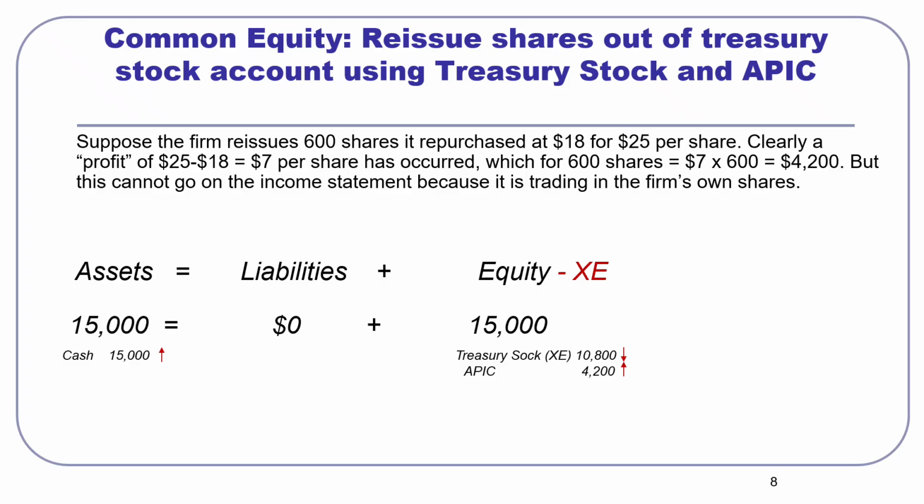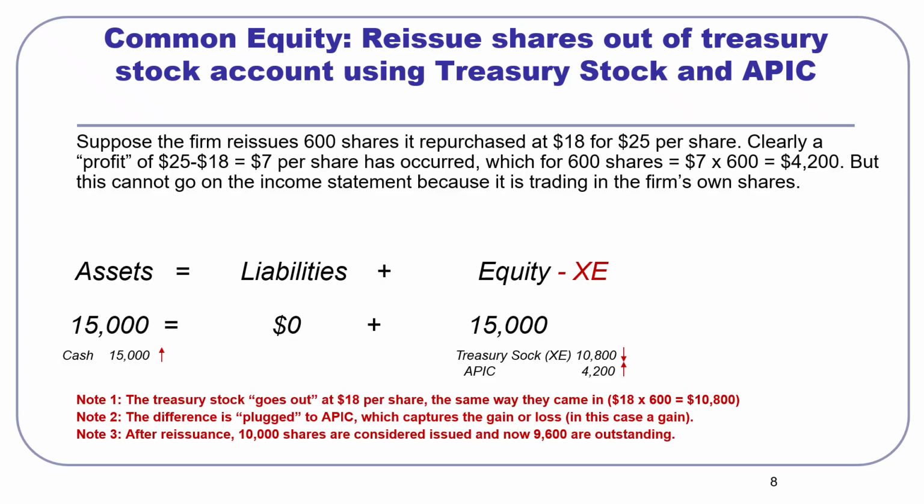Note three things here. First, the dollar amounts are leaving the treasury account the same way they went in at $18 per share. Number two, the dollar amount plugged to APIC is capturing that economic profit of the sale of stock. Three, after reissuance, the number of shares outstanding in the market has increased by 600 back up to 9,600, because that's how many shares are now in the marketplace.